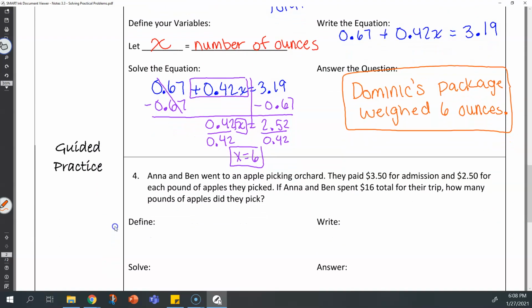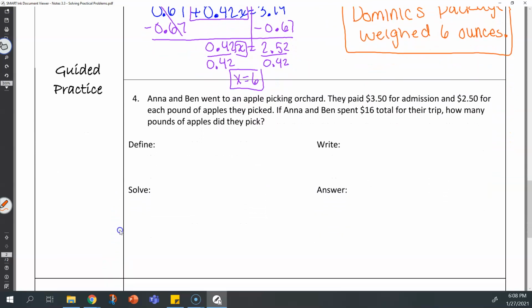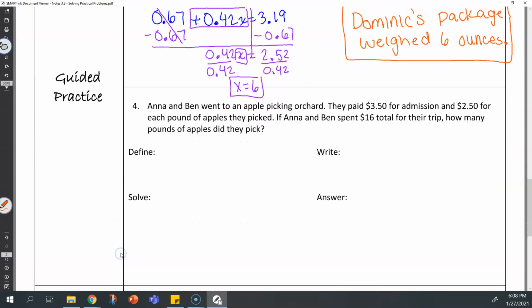Okay. In number 4, I'm going to help you define your variable, but then I want you to do the rest of it on your own. So Anna and Ben went to an apple picking orchard. They paid $3.50 for admission and $2.50 for each pound of apples that they picked. If Anna and Ben spent $16 total, how many pounds of apples did they pick?